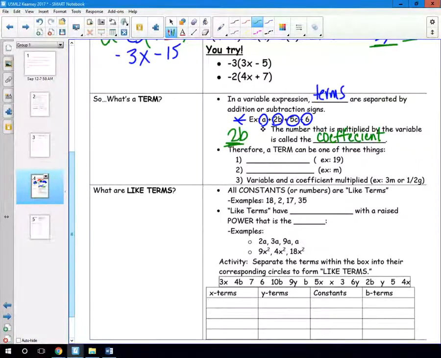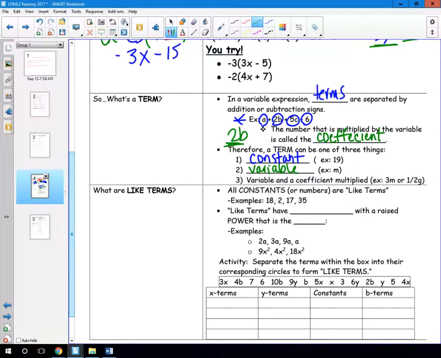A term could be one of the things we talked about yesterday, a number by itself. And if you remember from yesterday, we called that a constant. Okay, constant, a number by itself because it doesn't change. 5 is always going to be 5. Okay, or a term could be a variable, which we also talked about yesterday. Remember, variables can be lots of different letters or symbols that hold the place for a number.